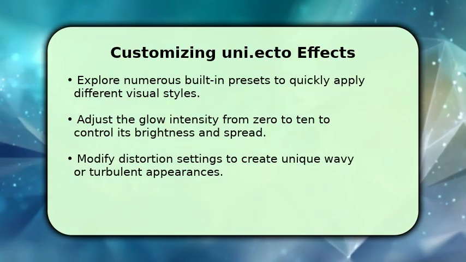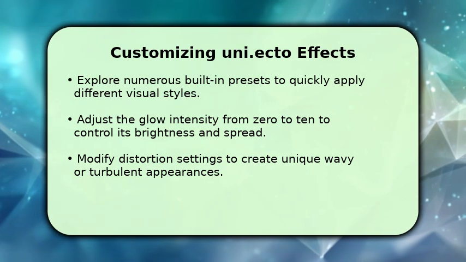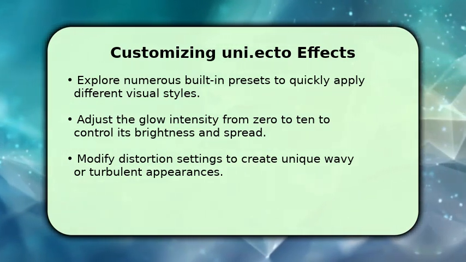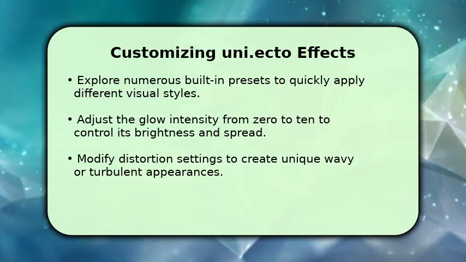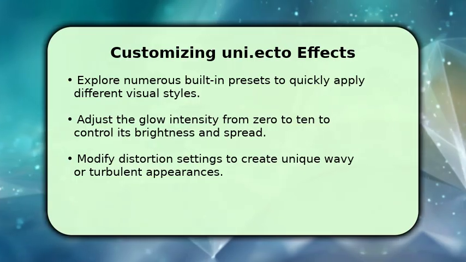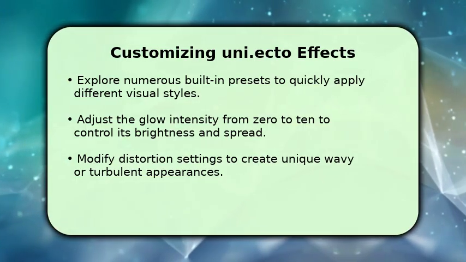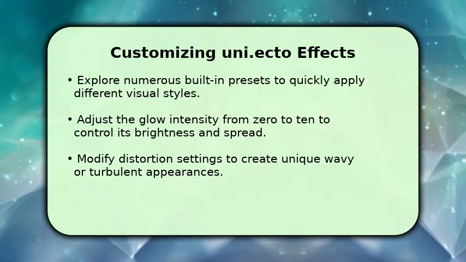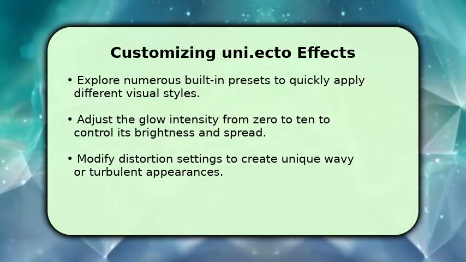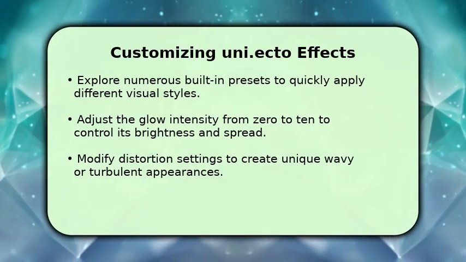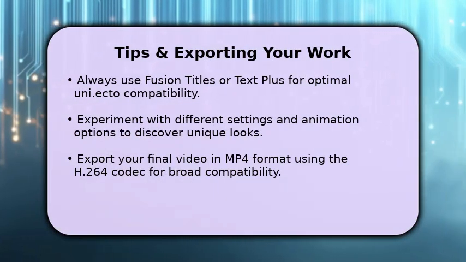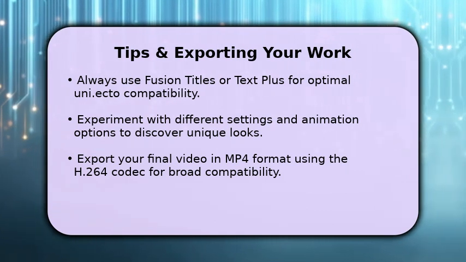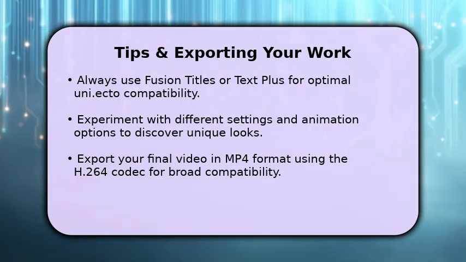The real fun begins with customizing your Uni.ecto effects. Start by browsing the multiple presets available. They offer excellent starting points for various looks. You can then fine-tune parameters like glow intensity, ranging from 0 to 10, to achieve your desired brightness. Experiment with distortion settings to create unique visual textures. Additionally, you have full control over the inner and outer glow colors, allowing you to perfectly match the effect to your project's color scheme. For best results, always apply Uni.ecto to Fusion titles or Text+ elements. Don't hesitate to experiment with all the available settings, including animation, to craft truly unique visuals.